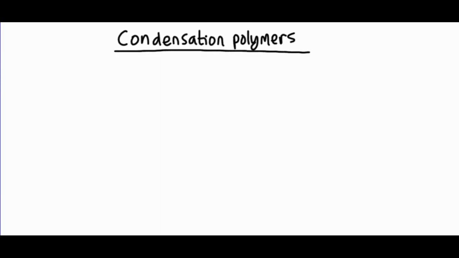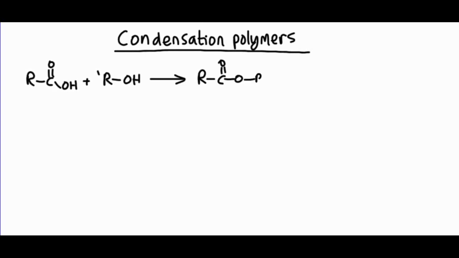Condensation polymers. Polymer is a name for a really, really long molecule made up of lots of short molecules called monomers. Let's have a look at a reaction that you may have seen before. If we take this molecule, a carboxylic acid, react it with an alcohol, remember R just represents a general group, an alkyl group, we form an ester and water. So carboxylic acid plus alcohol, they join together releasing a small molecule of water and an ester.